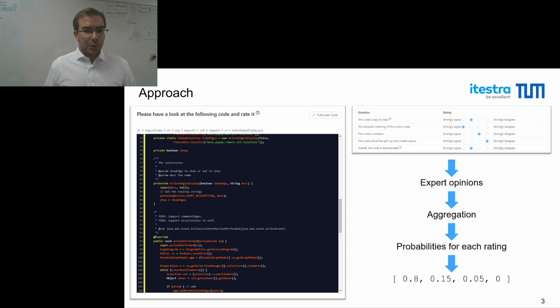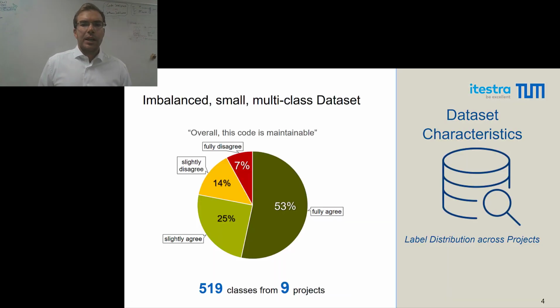This vector can be interpreted in several ways. For example, you just consider the class with the highest probability as the final label, or you compute something like a weighted average by multiplying each answer and its probability. Probably the most interesting question that we asked the experts was, overall, do you think this code is maintainable? And now I'm going to show you the results of this assessment.